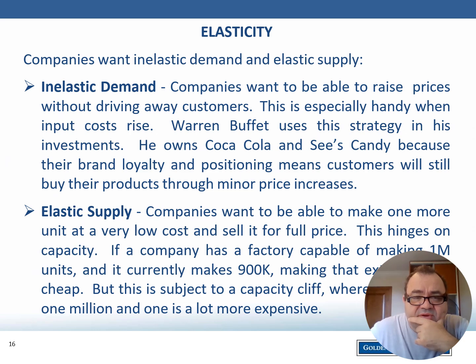Elastic supply, on the other hand, means companies want to be able to make more units at very low unit cost and sell them for the full price. Obviously, this hinges on capacity. If there is a capacity for 1 million, and you are currently making 900,000 of a specific product, then it's easier to make the next product, and that stops at 1 million.